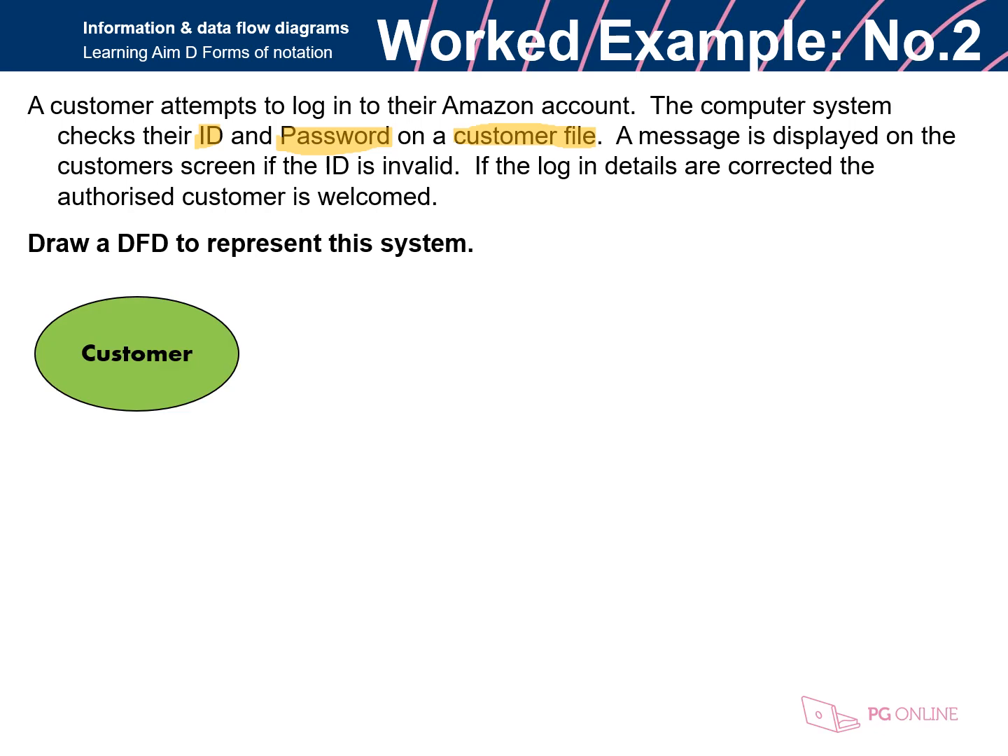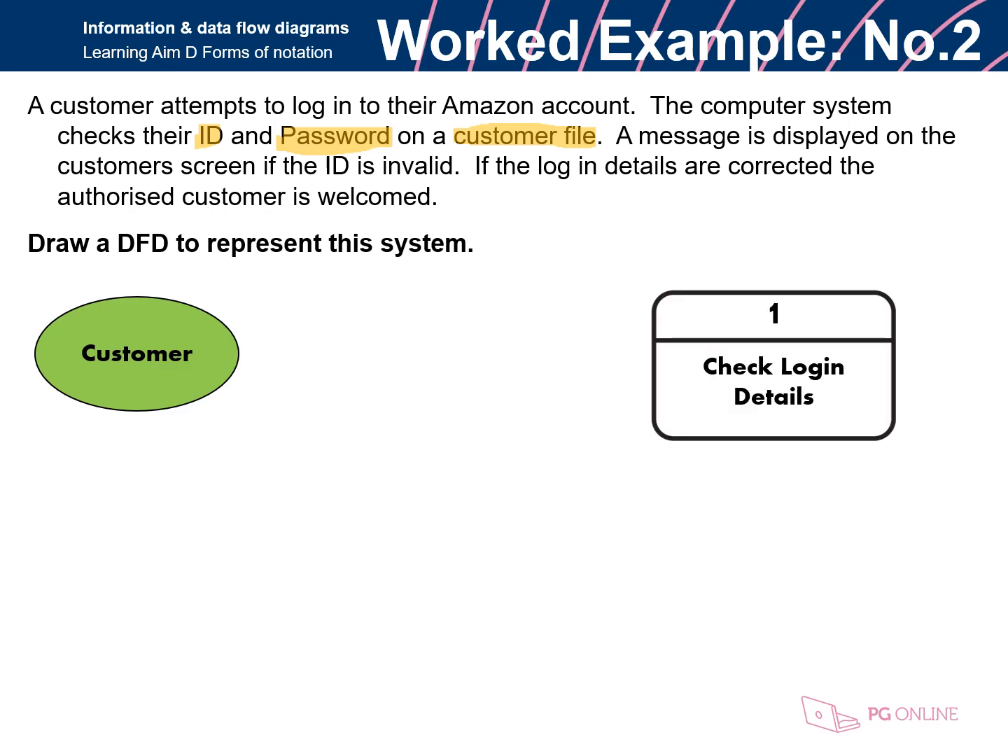So you've got your customer, who is a person, so an entity. They log into the Amazon website to check their login details in process number 1. They supply their ID and password to the system for it to recognize them. Now, once they've submitted that and the process is complete, a message is displayed on the customer screen if the ID is invalid. So if they ever use the wrong password, the customer file will tell them they are incorrect.